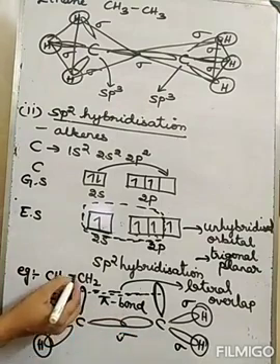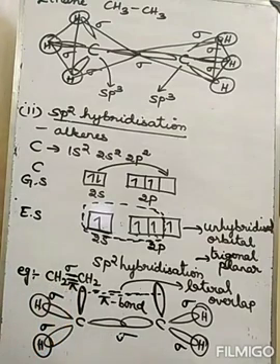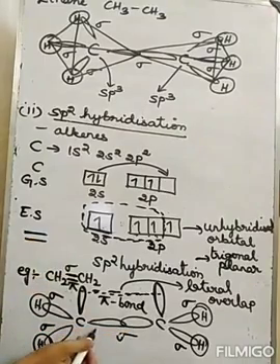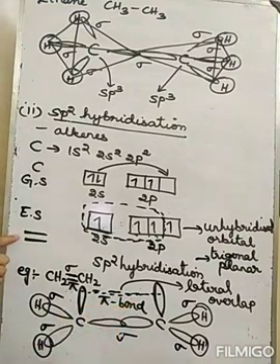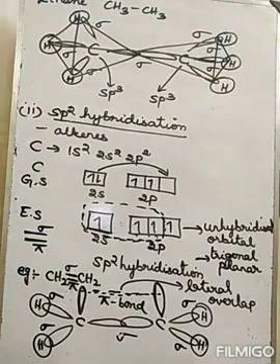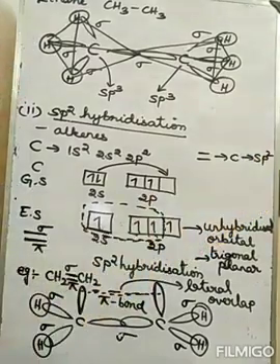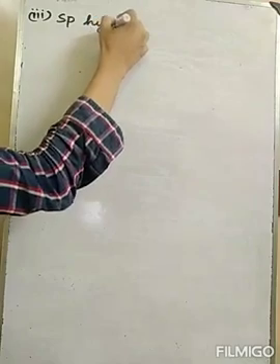So in the double bond, one bond is the sigma bond, the other bond is the pi bond. Understood? So double bond means one bond is formed by the head-on overlap and another bond is formed by the lateral overlap. The bond formed by the head-on overlap is called a sigma bond. The bond formed by the lateral overlap is called a pi bond. So whenever there is a double bond, that means the carbon has sp2 hybridization. Understood? The next one is sp hybridization.